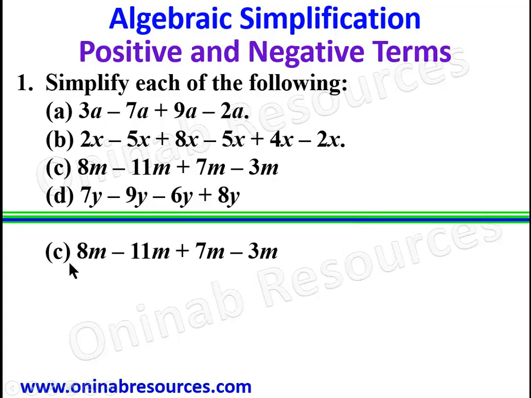We go to C. For C, we have 8m minus 11m plus 7m. This is the positive term. This is positive term. The rest are negative terms.